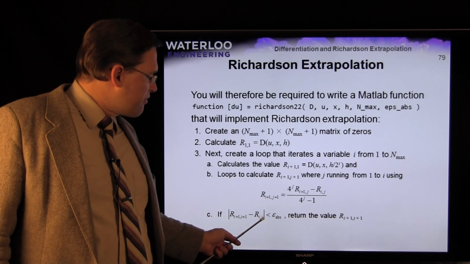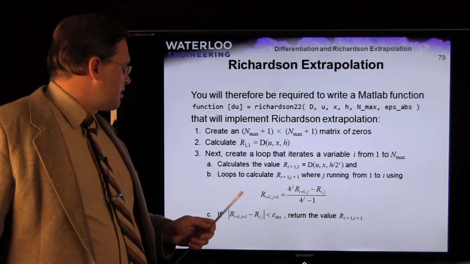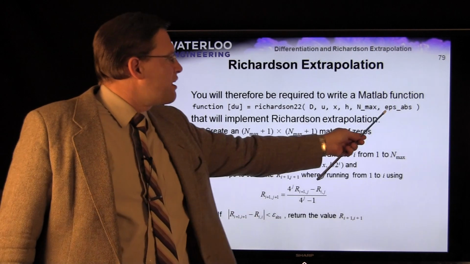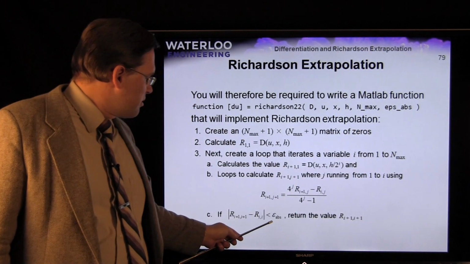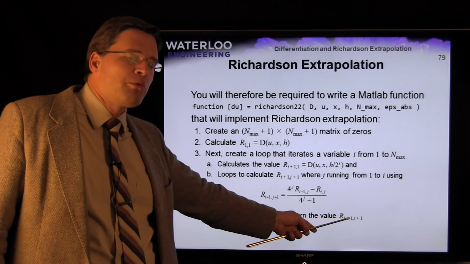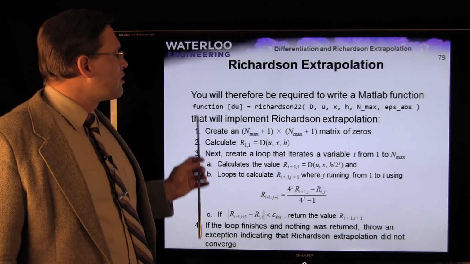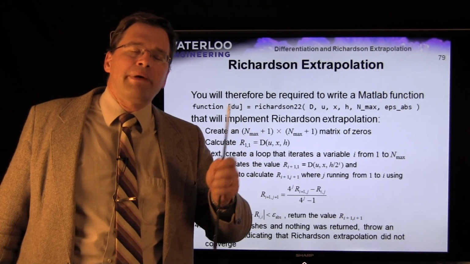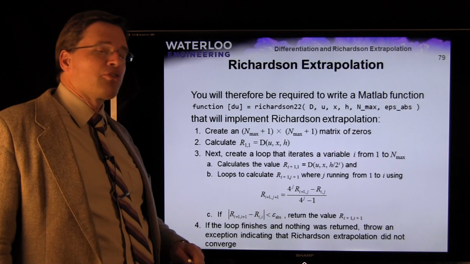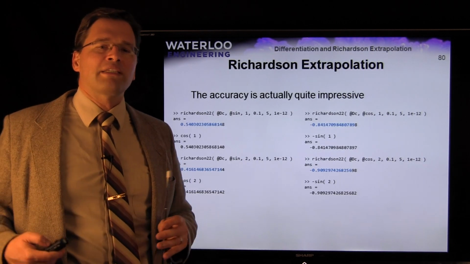Finally, if the entry that's just been added to the diagonal is very close, within epsilon sub abs, of the previous entry on the diagonal, then we finish. We return the most accurate answer. Otherwise, we keep on looping. If the loop finishes, we reach n sub max and we haven't terminated yet, then we throw an exception. And you have to create the appropriate exception, which you learned last week.